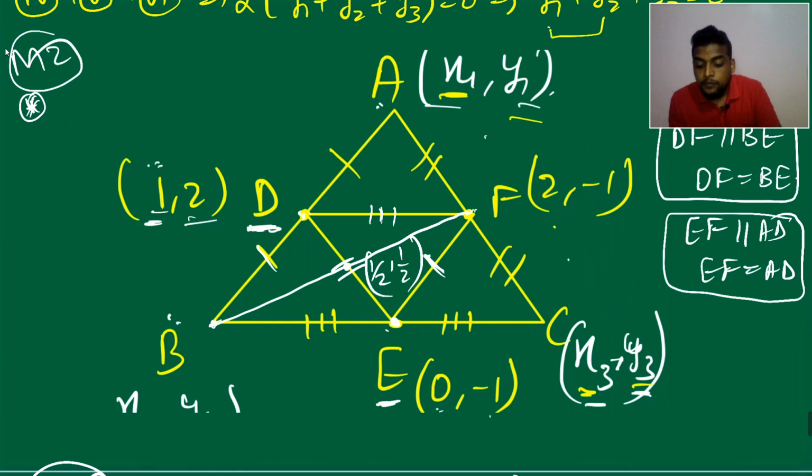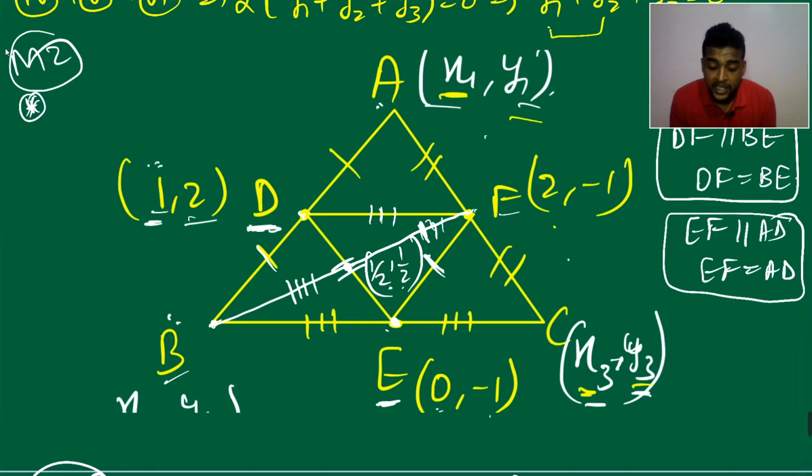Now everyone, please tell me, if this point is the bisector, diagonals bisect each other, it means this point will bisect these and as well as the other ones. It means this will bisect this also. Yes or no? Yes, it means 1 by 2 comma 1 by 2 is the midpoint of B and F. Hence we can find B. So let us find B.